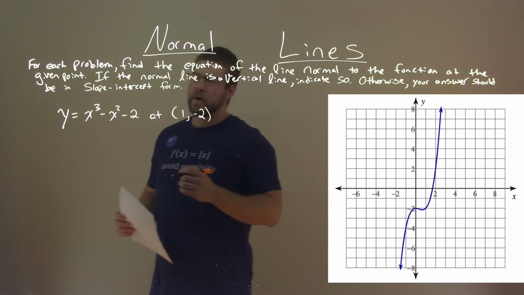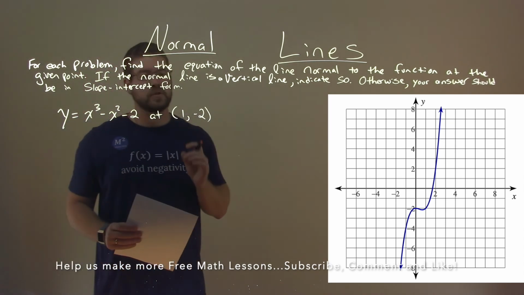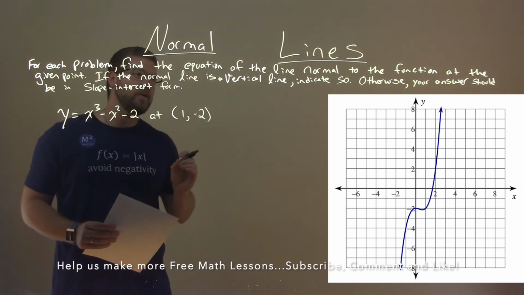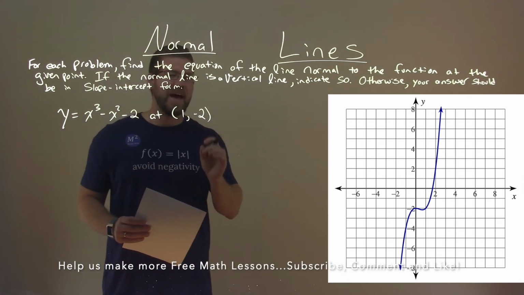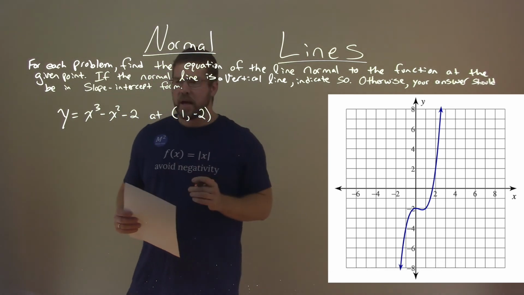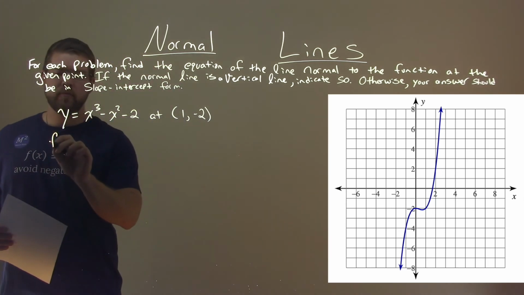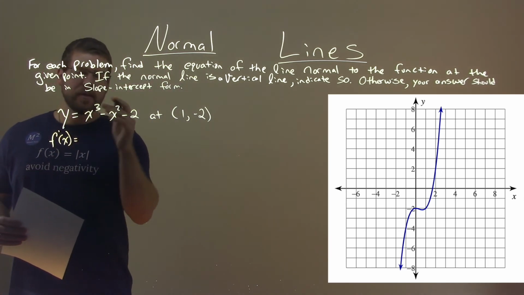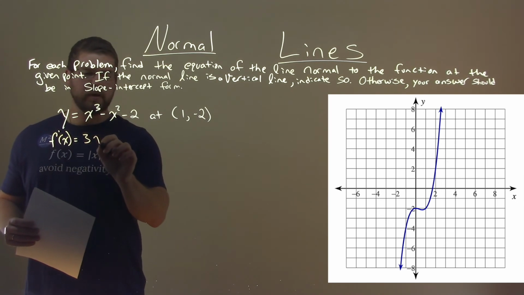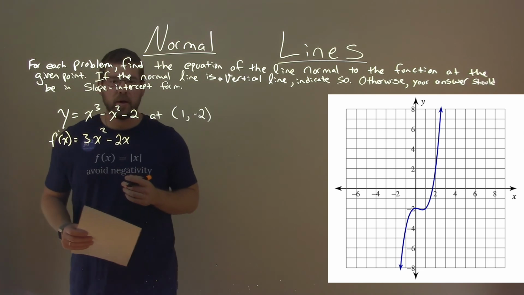We're given this problem right here, y equals x to the third power minus x squared minus 2, and we want to find the equation of a line normal to this function at 1 comma negative 2. First thing I want to do is find the derivative of our function. So let's call it f prime of x, and it's equal to, using the power rule, 3x squared minus 2x right there, and really nothing else.